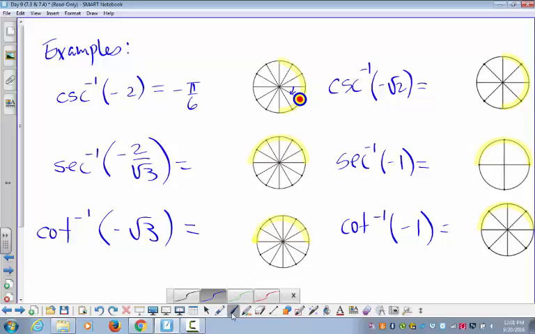Next one says inverse secant of -2/√3. So that's an angle on top with a secant value equal to -2/√3. If secant is -2/√3, cosine is -√3/2. So -√3/2 for cosine is right there. And that angle is 5π/6.